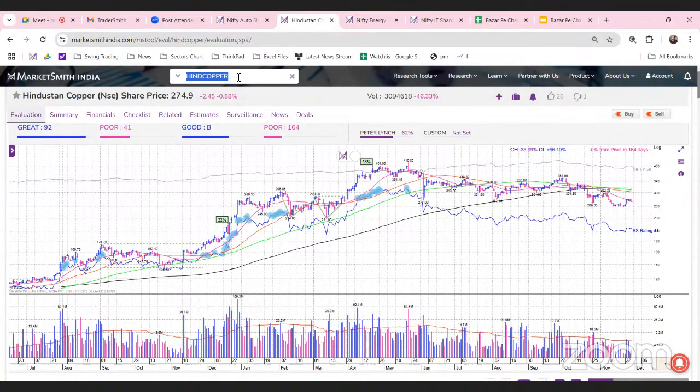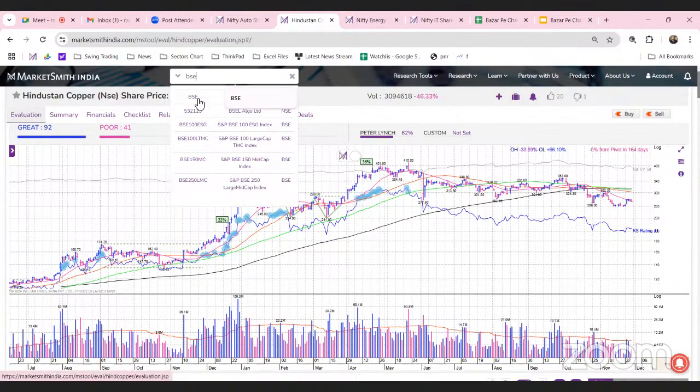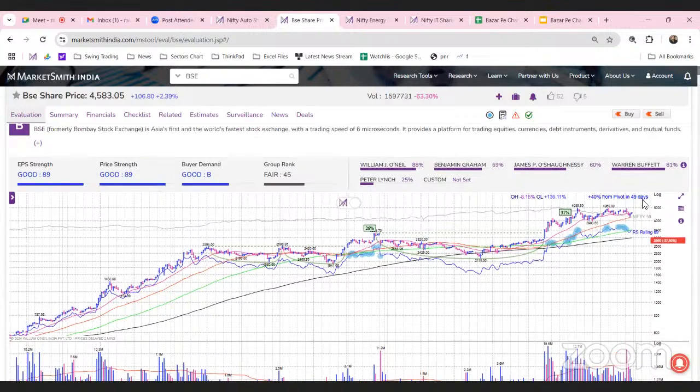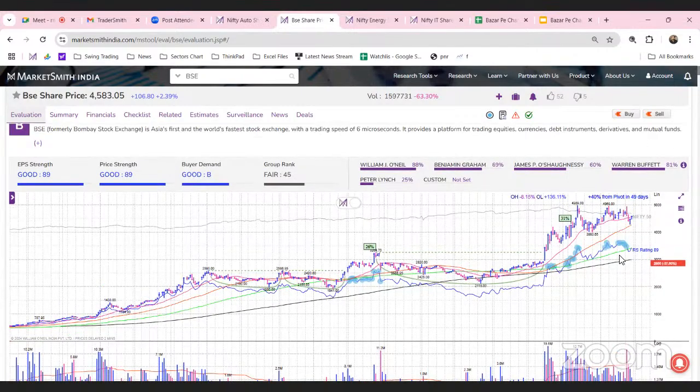Okay, so one query from YouTube is which sector we can invest in during this correction. See, there is no clear-cut answer to this question at the current point of correction, sideways or negative trend, because every sector is telling a different story, and not all the stocks from a sector are participating in this current move.